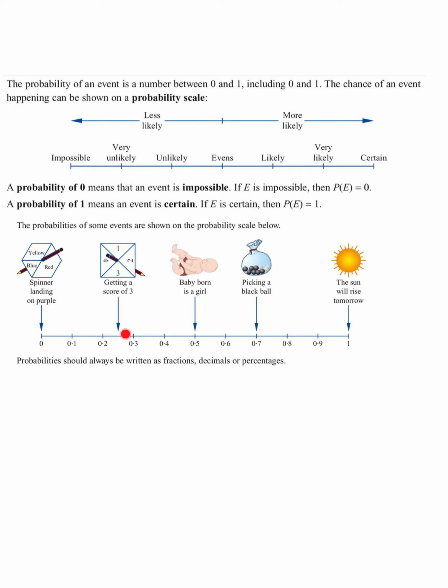Now, you can see also in this one here the probability of getting a score of 3. There's a 3 here and there's 4 chances, so 1 over 4 would be 0.25, which would be here, between 0.2 and 0.3.